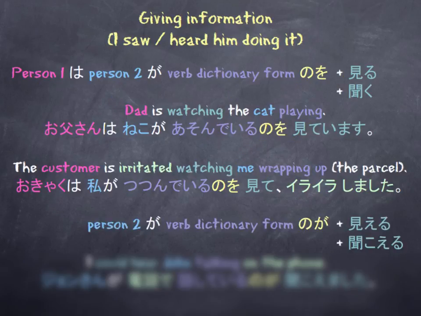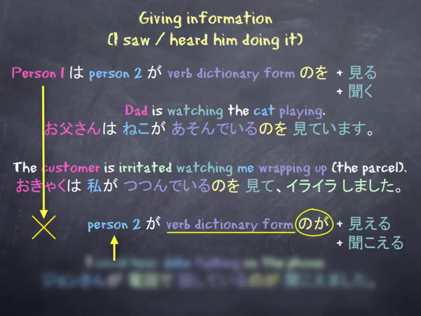Now, as per usual, if it's you who is person 1 in the sentence, then you can omit yourself from the sentence and you can just start with person 2, followed by the particle ga, the verb in its dictionary form, the particles no ga this time, so not no o, it's no ga, and we have ga instead of o because we finish with a verb in its potential form. That means I can do something or I could hear something or see something, so on and so forth.